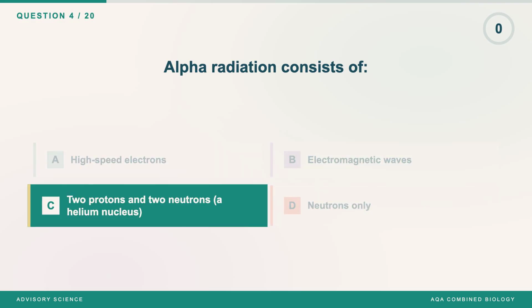The answer is C. 2 protons and 2 neutrons, a helium nucleus. Alpha particles are heavy, positively charged helium nuclei. They are stopped by paper or skin.